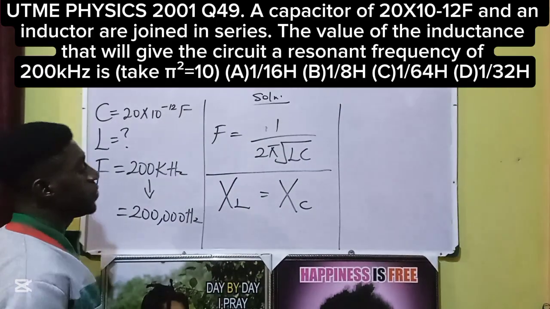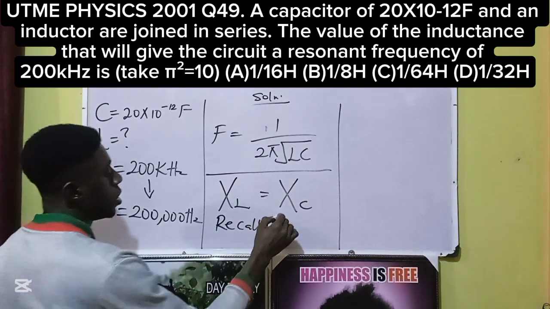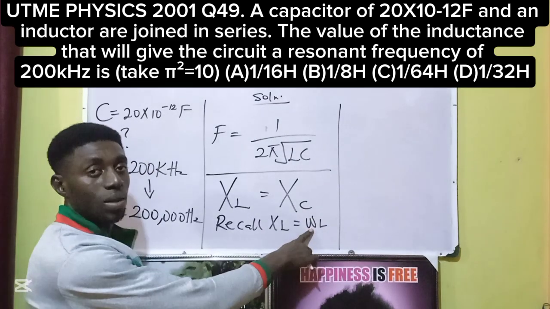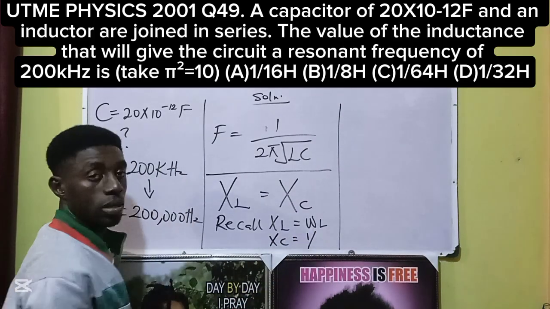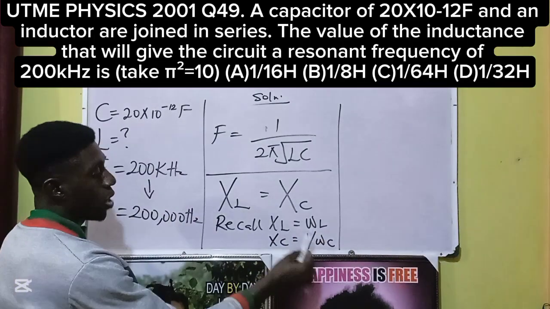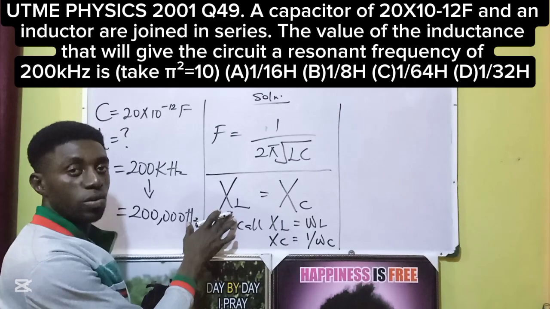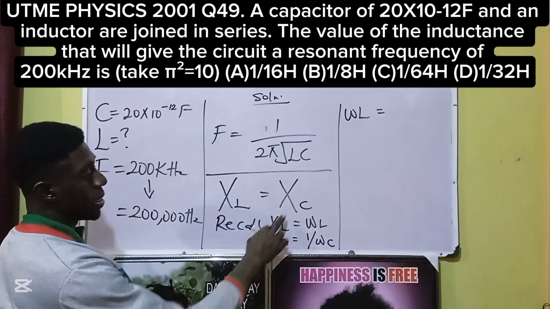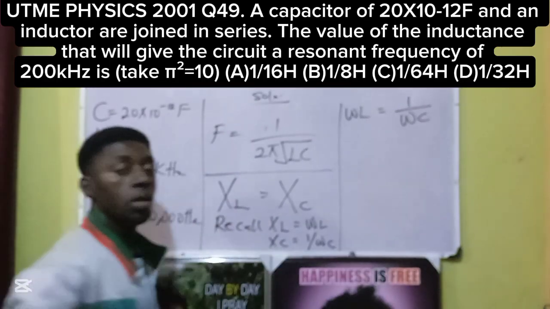Recall, inductive reactance is equal to WL, angular velocity times inductance. Capacitive reactance is equal to 1 over WC, 1 over angular velocity times capacitance. Then let's apply this with substitution. Instead of inductive reactance, I will use WL is equal to, and instead of capacitive reactance, I will use 1 over WC.